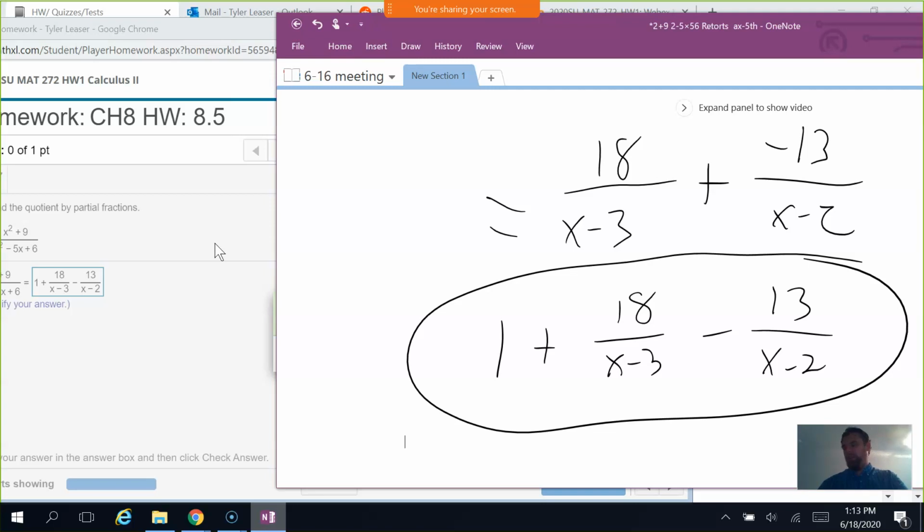Alright, so again, the big key for this one was the degrees of the polynomials. When the degrees are the same, or if the degree up top is bigger, long division first. Whatever you're left over with as the remainder, then do partial fraction decomposition with that.